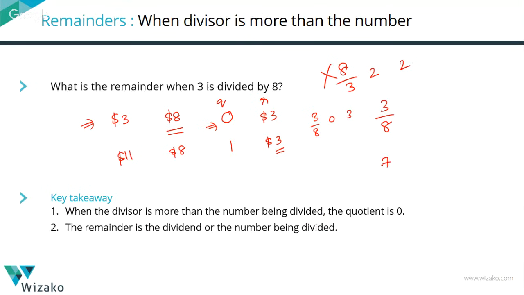So when I have 7 divided by 17, what is the remainder? The remainder will be 7. If the dividend, if the numerator is less than the denominator, the remainder is going to be equal to the numerator. Little things to keep in mind.